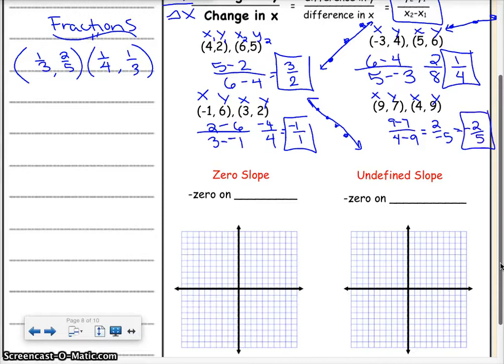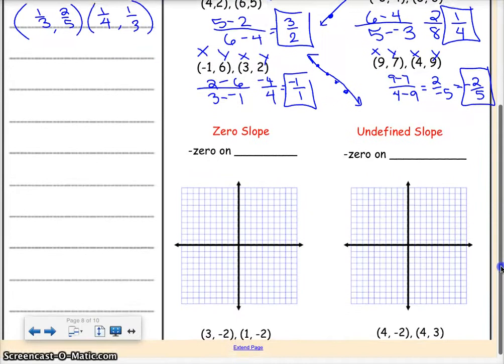The negative goes in front. It just means fall down, go over. Fall down, go over. Okay? So that's that. Don't write this down. I just want to give you a visual.